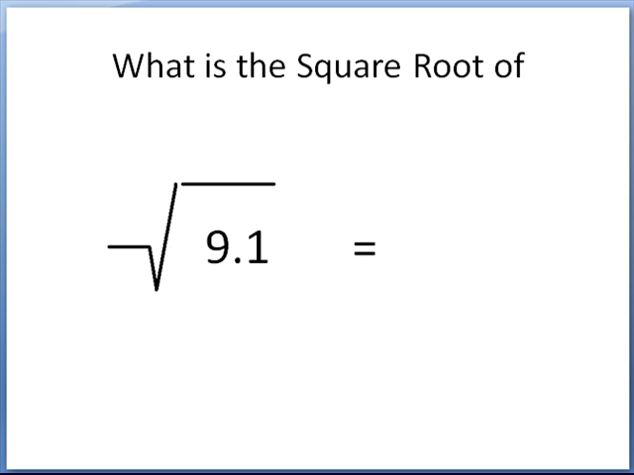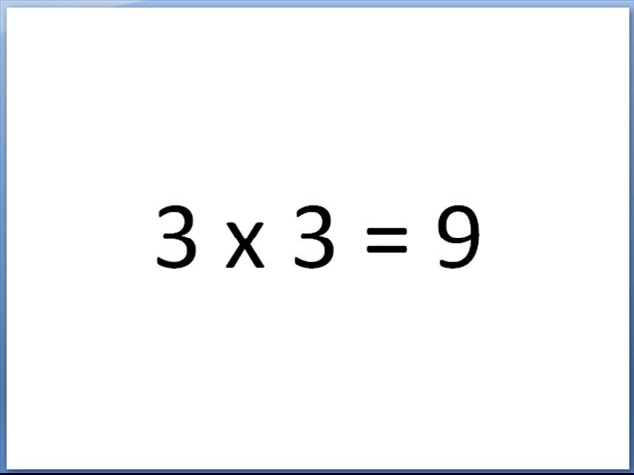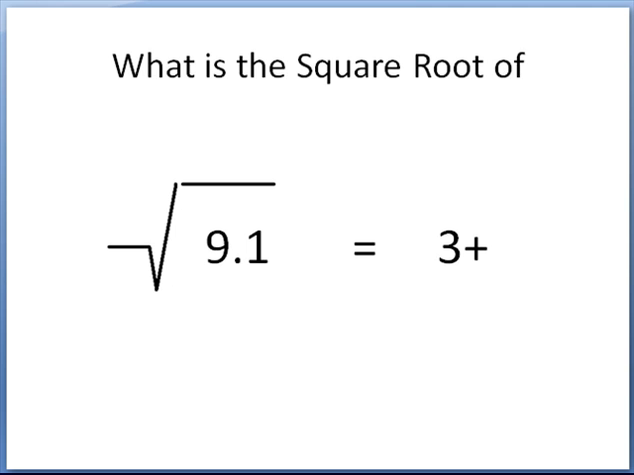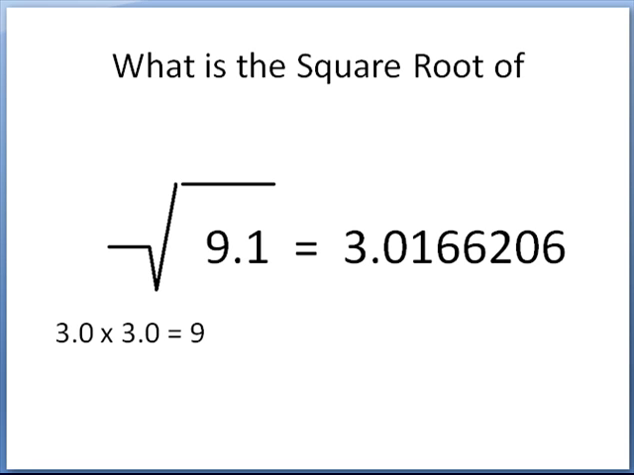What's the square root of 9.1? Well, you already know that 3 times 3 is 9, so the square root of 9.1 would be just a little bit more than 3. It's actually 3.0166206. But if we were to just truncate it, chop it off after the first decimal point, we'd have 3.0 times 3.0, which is only 9, and 9 is not the same thing as 9.1.